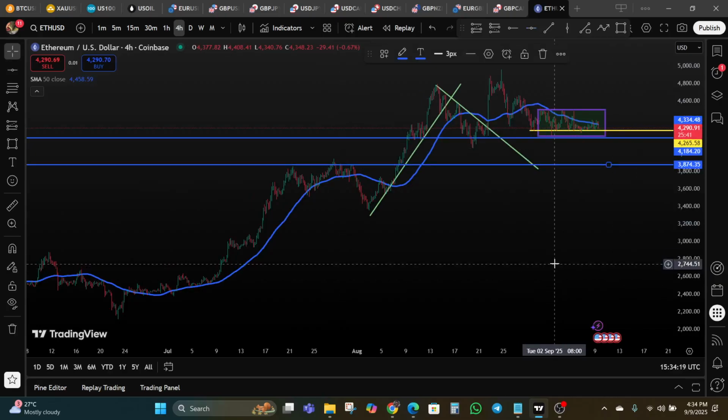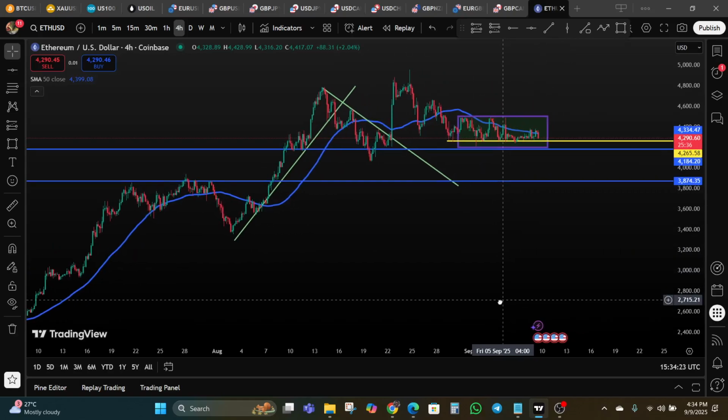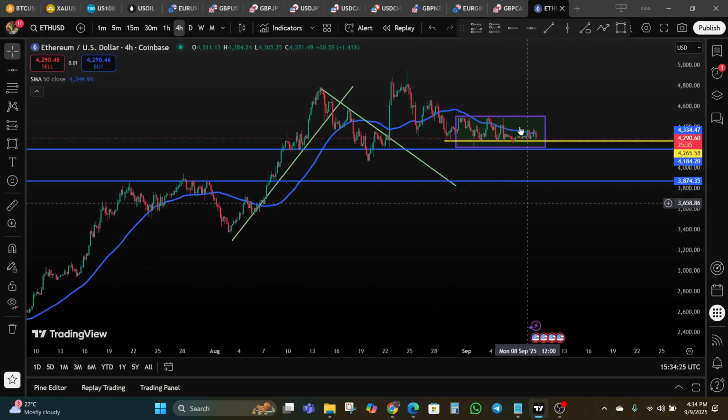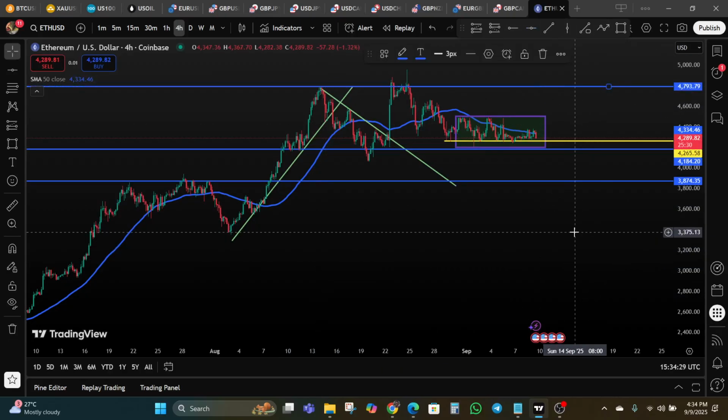such as swing highs, swing lows, and psychological price levels. This helps you spot entry and exit points more accurately without relying on complicated indicators.